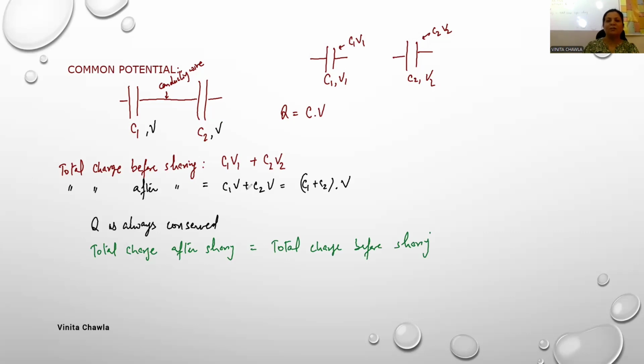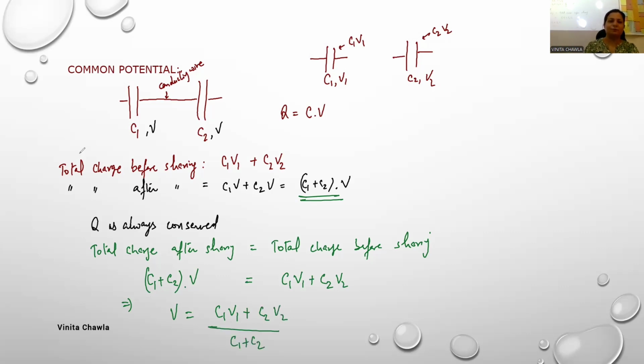So from here we'll get total charge after sharing, which is (C1 plus C2) into V, and total charge before sharing, which is C1 V1 plus C2 V2. From here we can get the expression for common potential. V is equal to (C1 V1 plus C2 V2) upon (C1 plus C2). This is the final expression.